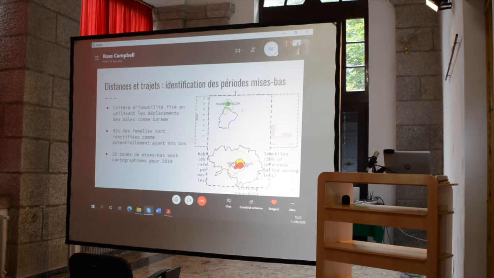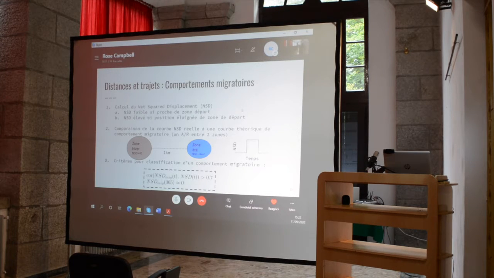The second behavior we observed by studying distance was migration. We define a simple migration by an individual having two zones, one winter zone and one summer zone. So in a typical year, we should observe presence in a winter zone, in a summer zone, and then back to the winter zone. We use the net squared displacement to measure this behavior.